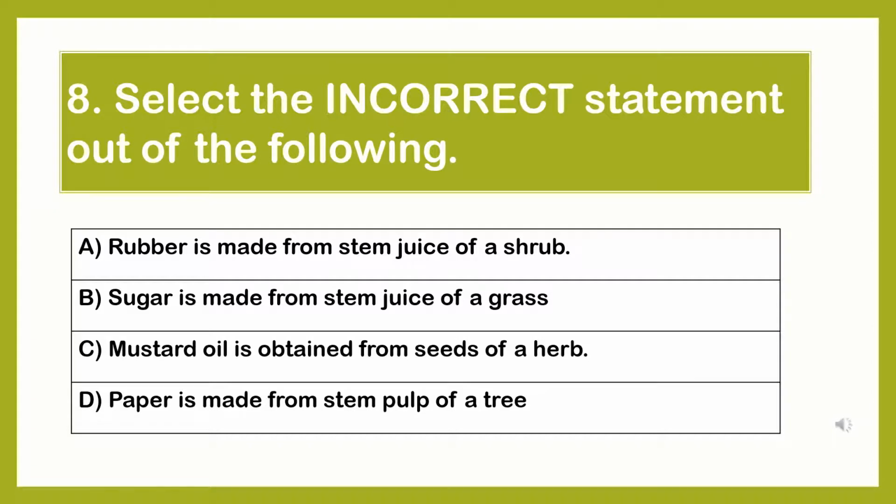Select the incorrect statement out of the following. Option A, rubber is made from stem juice of a shrub. Option B, sugar is made from stem juice of a grass. Option C, mustard oil is obtained from seeds of a herb. Option D, paper is made from stem pulp of a tree. The answer is rubber is made from stem juice of a shrub. Rubber is made from stem juice of the rubber plant, which is a tree and not a shrub.